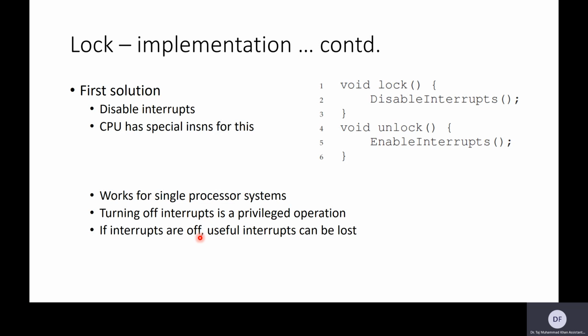So this was our first implementation of locks, the implementation of acquire and release functions, which we saw is not correct. Let's try another implementation for the same acquire and release functions.